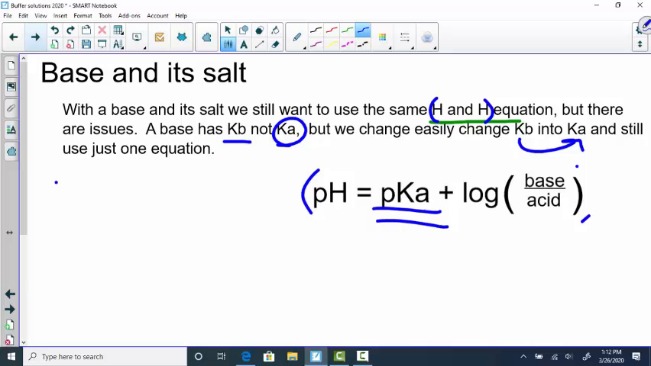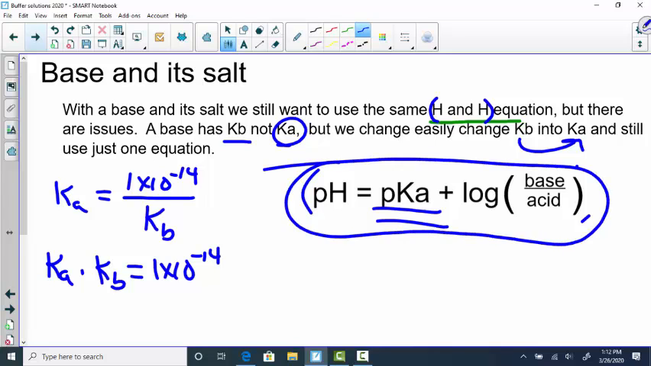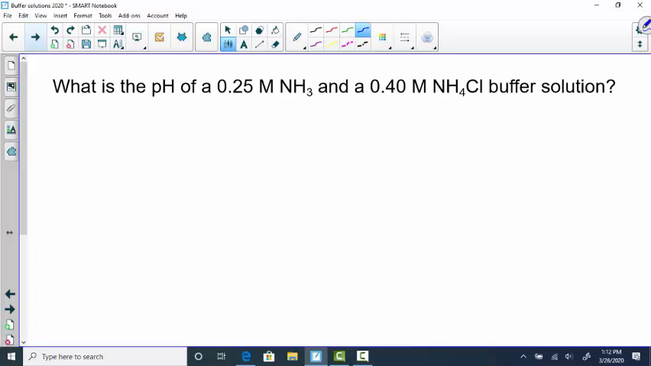So the one thing you have to remember is the Ka is always 1 times 10 to the minus 14th divided by the Kb. Actually, what you should remember is Ka times Kb is 1 times 10 to the minus 14th. But if I just convert a Kb into Ka, I can always use that equation. So here's a quick example. I have a pH of a base. Hopefully you recognize that is a base, and that is the salt of its base.